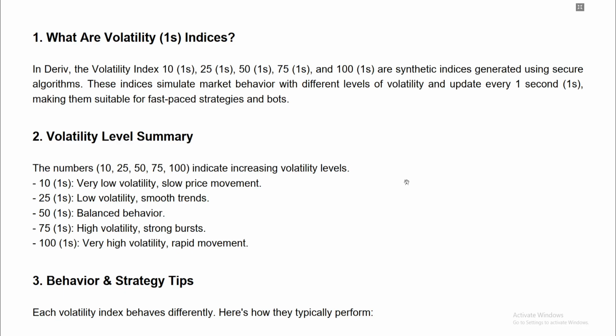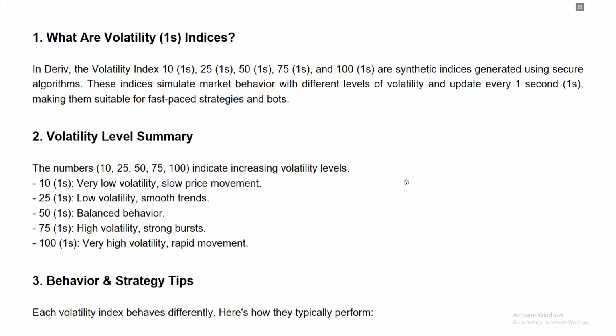Volatility 25 1S has a very low volatility but has a smoother trend. Volatility 50 1S has a balanced behavior, so it is neither moving fast nor slow. Volatility 75 1S has a high volatility and strong bursts. Strong bursts basically mean that if you've ever looked at a candle chart and you see a very long green candle or a very long red candle, that indicates a burst. So volatility 75 has very strong bursts and high volatility.